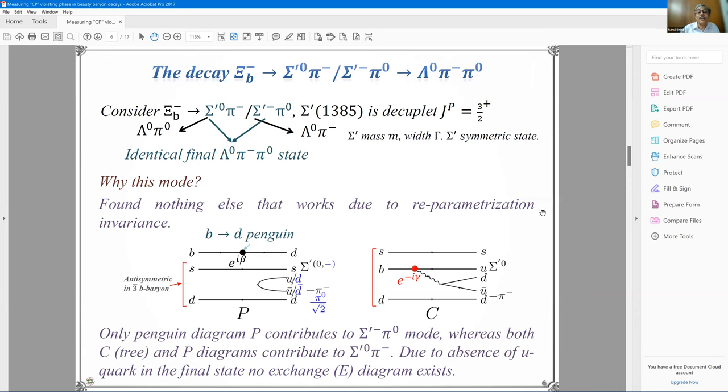And why do we choose this mode? Because as I said, we found that nothing works due to reparameterization invariance if I'm looking at the delta equal to zero mode. We didn't want the electroweak penguin contribution, and this mode is very nice because it has just two contributions. The penguin contribution is essentially ensured because the anti-triplet initial baryon is antisymmetric, and the final baryon here is a symmetric baryon, and therefore only the P and C contributions come. Only the P diagram contributes to sigma minus pi zero, whereas both C and P contribute to sigma prime zero pi minus. And due to the absence of the up type quark in the initial state, there is no exchange diagram.